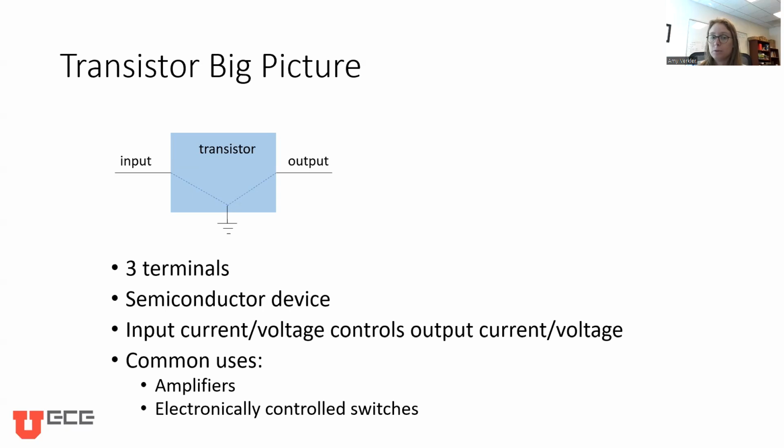Some common examples of what we use transistors for are amplifiers or electronically controlled switches. We'll see both of those later in this lecture.